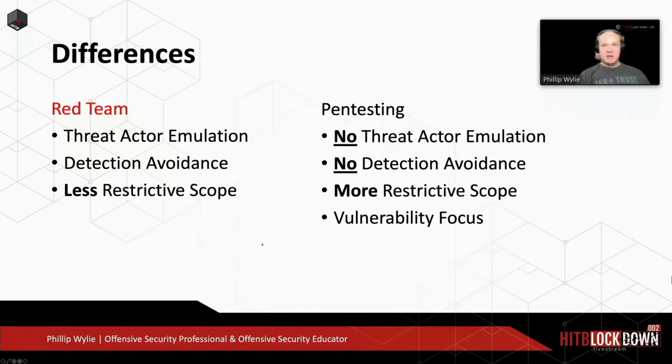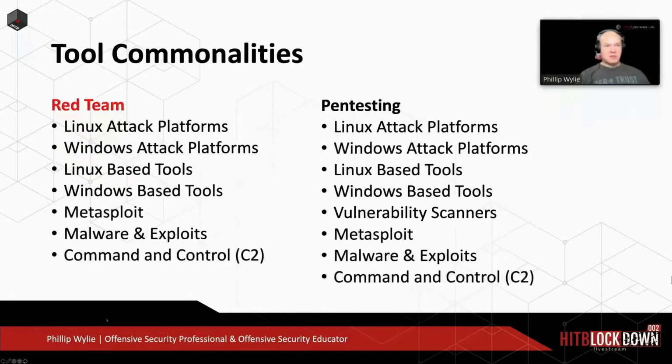So pen testing, no threat actor emulation, you're using the tools and techniques, but you're not trying to avoid detection. And it's more restrictive and it's vulnerability focused. So with a pen test, you're trying to find every exploitable vulnerability. With a red team engagement, you're trying to find the vulnerabilities that can be exploited to cause a breach. So simulate what a real threat actor would do.